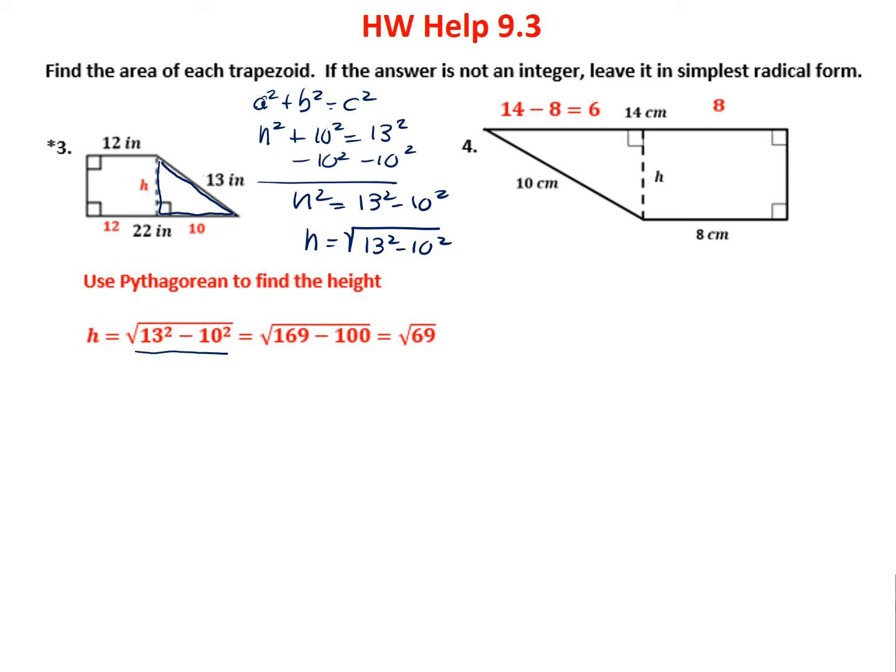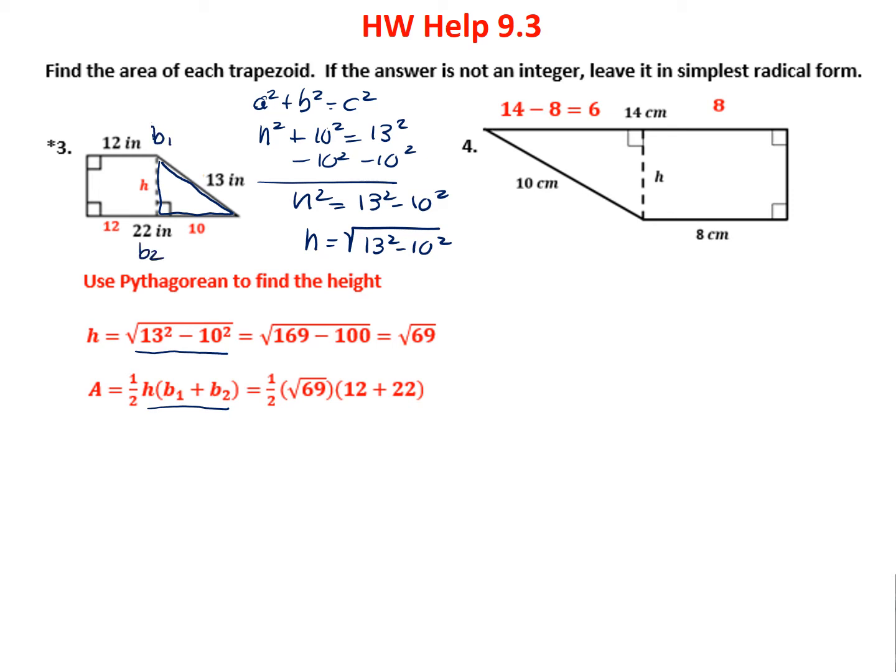You don't have to do it that way. You can solve it just like I did here and find my h. And notice my h ends up to be 169 minus 100, or the square root of 69. That's not a perfect square, so I'm just going to leave it that way for now. And now we plug in our formula for the trapezoid. 1/2 the height times the base 1 plus the base 2. Notice the base 1 here is 12. And the base 2 is the full 22 inches.